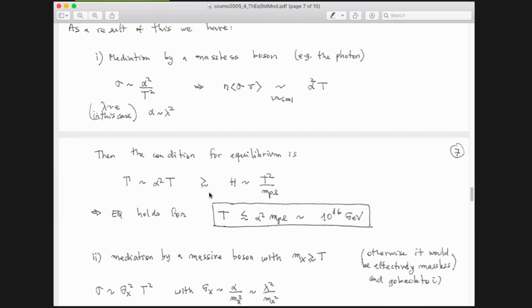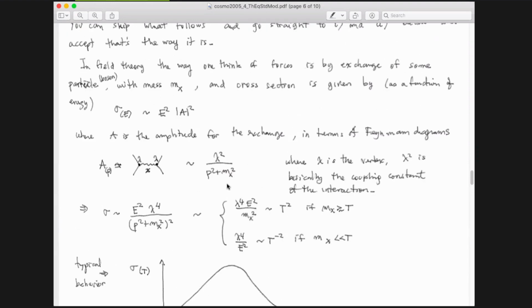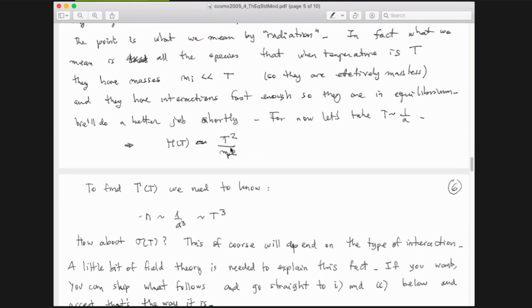You will see that now, when we want to equate, forget about all this. H is T square by M Planck. N goes as 1 by a cube, and it goes as T cube.